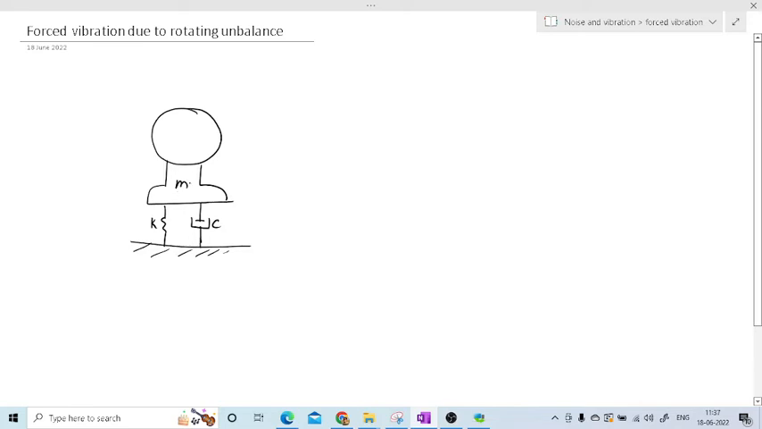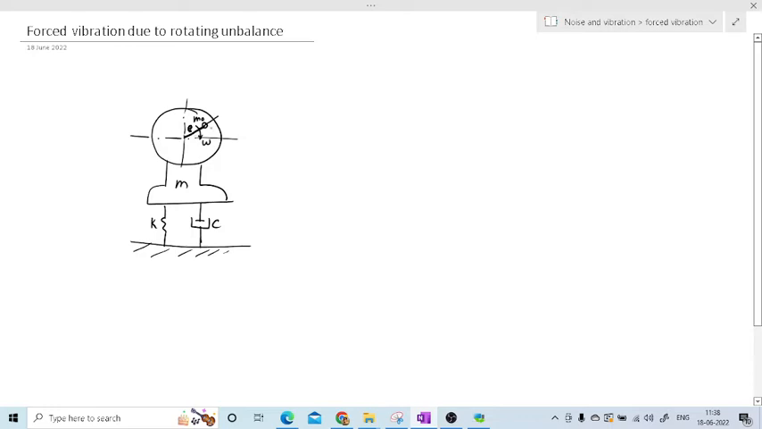Now in this mass, suppose there is a rotating unbalance. Means you can consider one crank which is rotating. So suppose this is the crank which is rotating with angular velocity omega, and the mass of this crank is m0 and the radius is e. So small e is the radius of this rotating unbalance. Normally in any vibrating system we have mass, spring, damper. Now in this system there is one rotating unbalance.